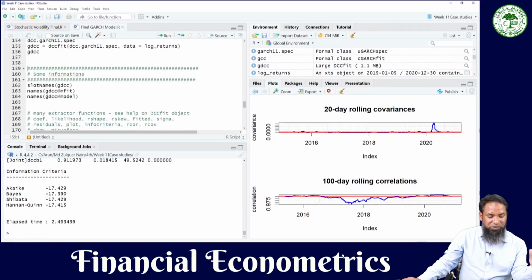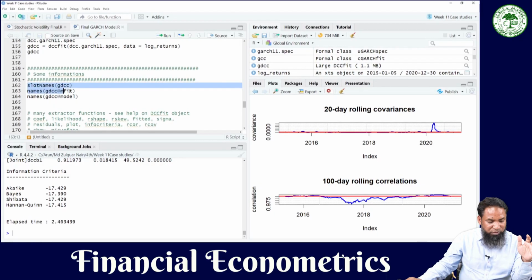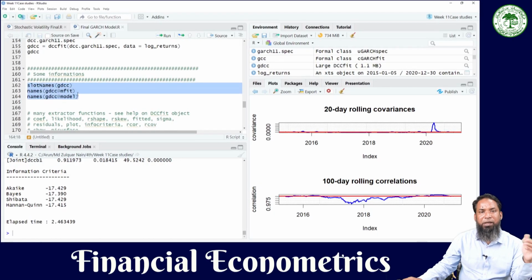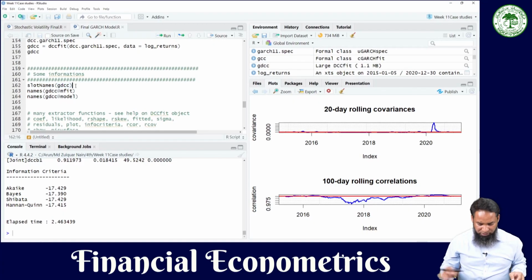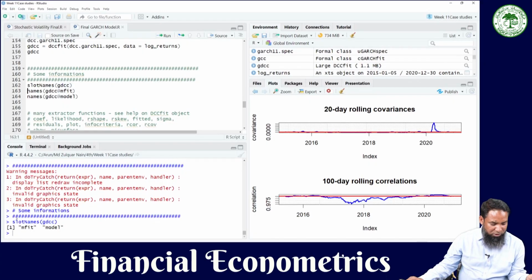Now, once you estimate the model, there is certain information we have to know, which is basically package dependent and software dependent. Once we estimate, the information is stored in R so that we can use it. For that we use slotNames and the model. Two types of slots are created, mfit and model, and these two slots store two different kinds of information.